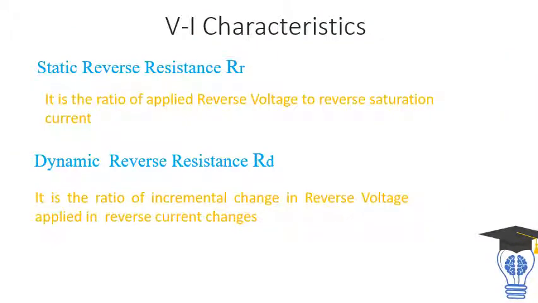Similar to forward static resistance and dynamic resistance, we can find static resistance and dynamic resistance in the reverse bias region also. Static reverse resistance is the ratio of reverse voltage to the reverse saturation current, whereas dynamic reverse resistance takes the incremental change in the reverse voltage to the incremental change in the reverse current.